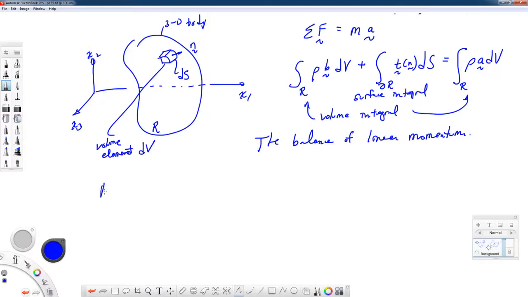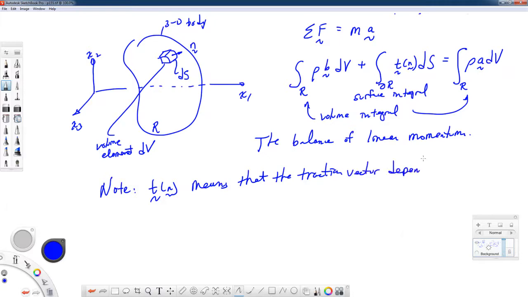And just to make a note of it here, that T of n terminology means that the traction vector depends on n. It is not a multiplication. Okay, so the traction vector T is a function of n.